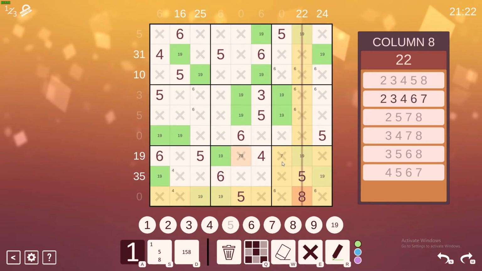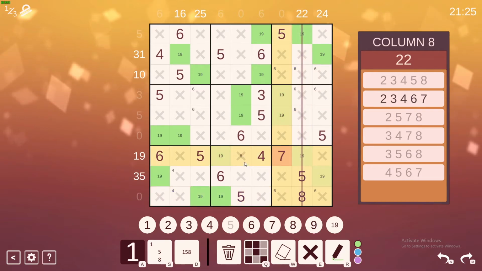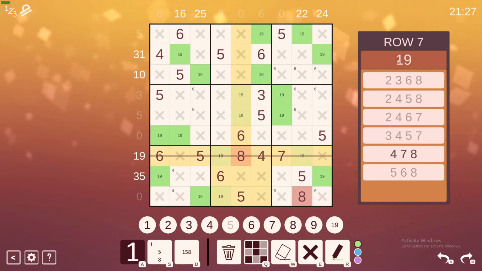And that helps us resolve this clue. We now have a 7 and 8. And we can strike that one out so we don't look at it again.